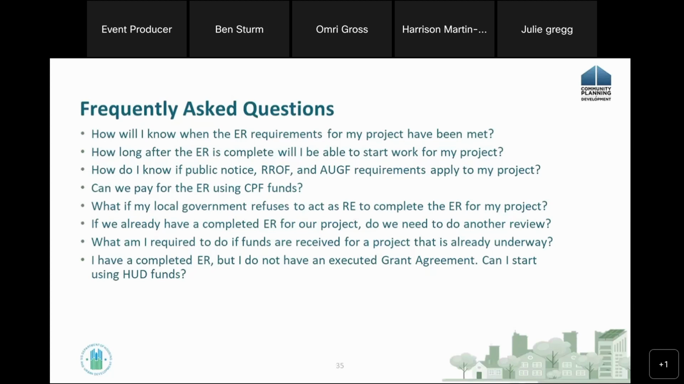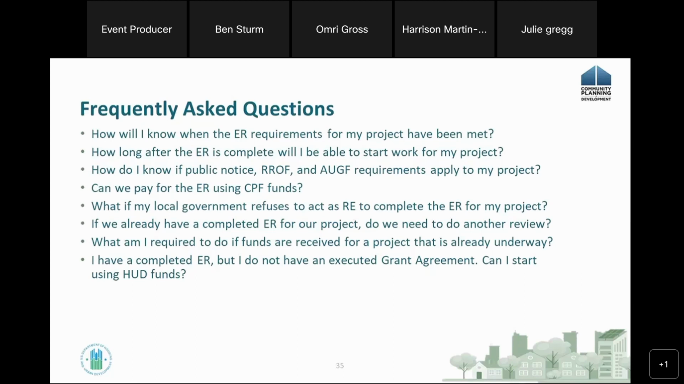Now, in all of these cases that I just went through, the grantee is also responsible for carrying out any mitigation prescribed by the environmental review. So even though the environmental review compliance requirements may be complete as far as the environmental review record, in all cases, if there are any mitigation requirements, the grantee is also responsible for carrying out that mitigation.